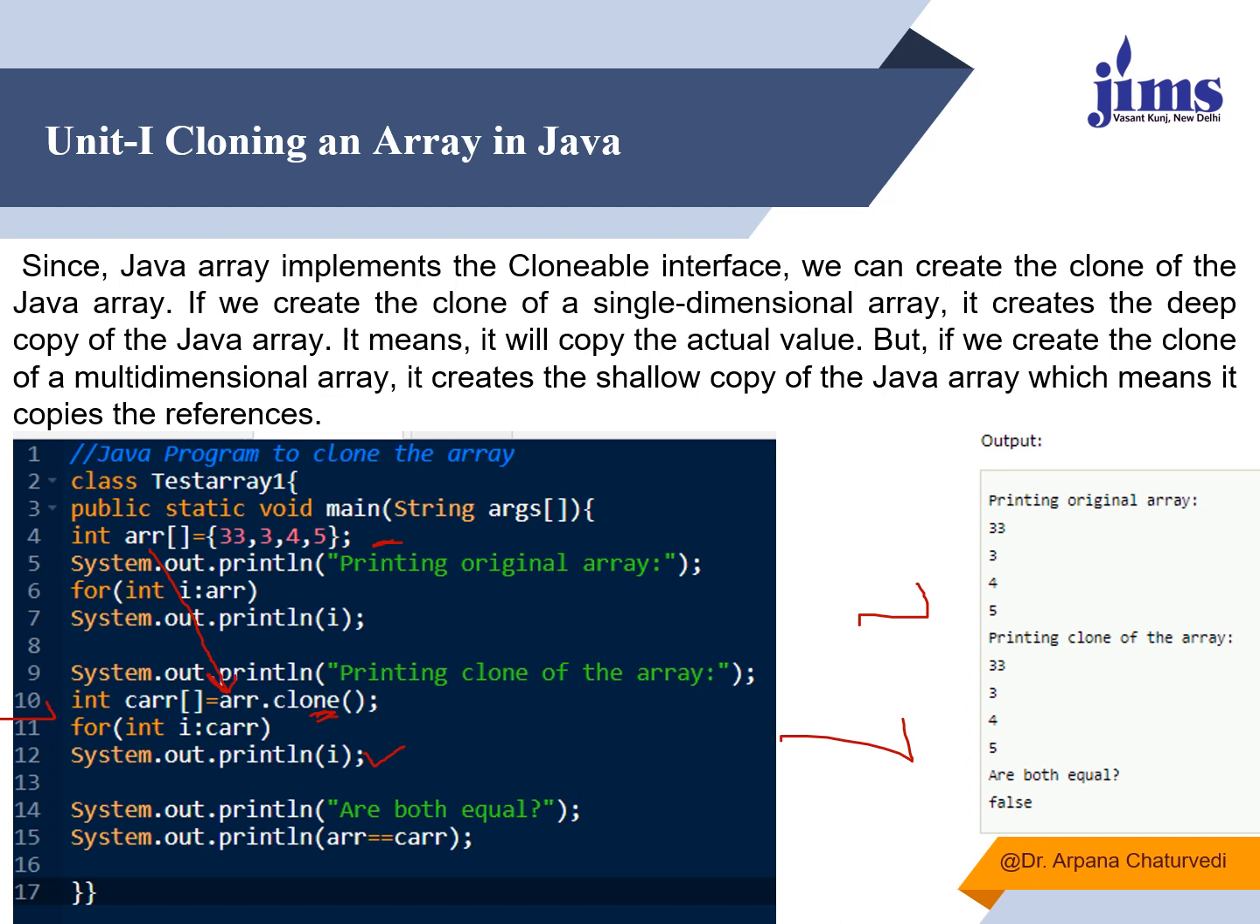If you want to check, you can use System.out.println of ARR equals to CARR. You see that in this case it returns false, because we cannot compare the entire array in this way. I'll show you in other classes how arrays can be compared, whereas both have the same values. This I'll let you know in coming lectures.